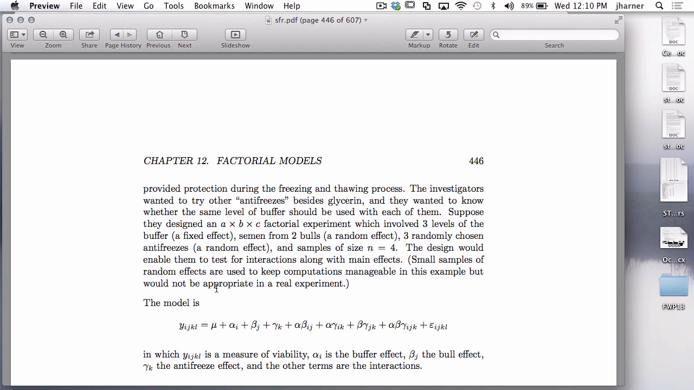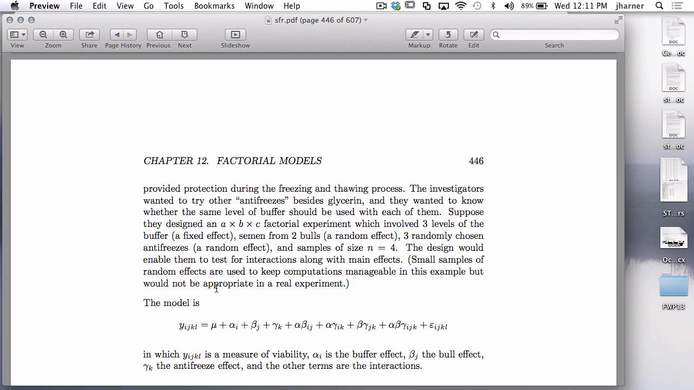So if I think about it, again, rows, if I represents the buffer and B represents the bull, that forms like a matrix Ij, and then K represents the depth, which is the antifreeze. If you think of it as a three-dimensional object, that's 3 by 2 by 3. And then within each of those cells, I'm going to sample 4. So there's crossing. In other words, on a given bull, the semen of that bull is used on all possible antifreezes and all possible buffers.